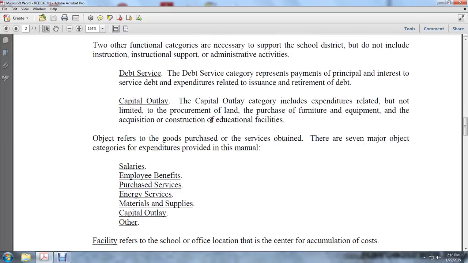Objects refer to goods purchased and services obtained. There are seven major object categories of expenditures provided in the manual: salaries, employee benefits, purchased services, energy services, materials and supplies, capital outlay, and other.